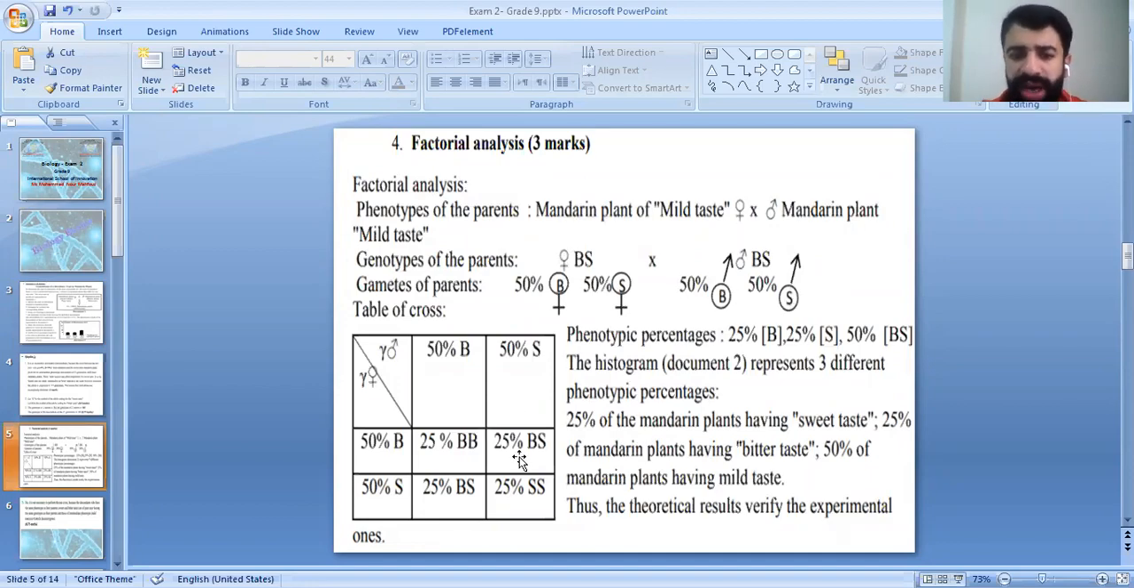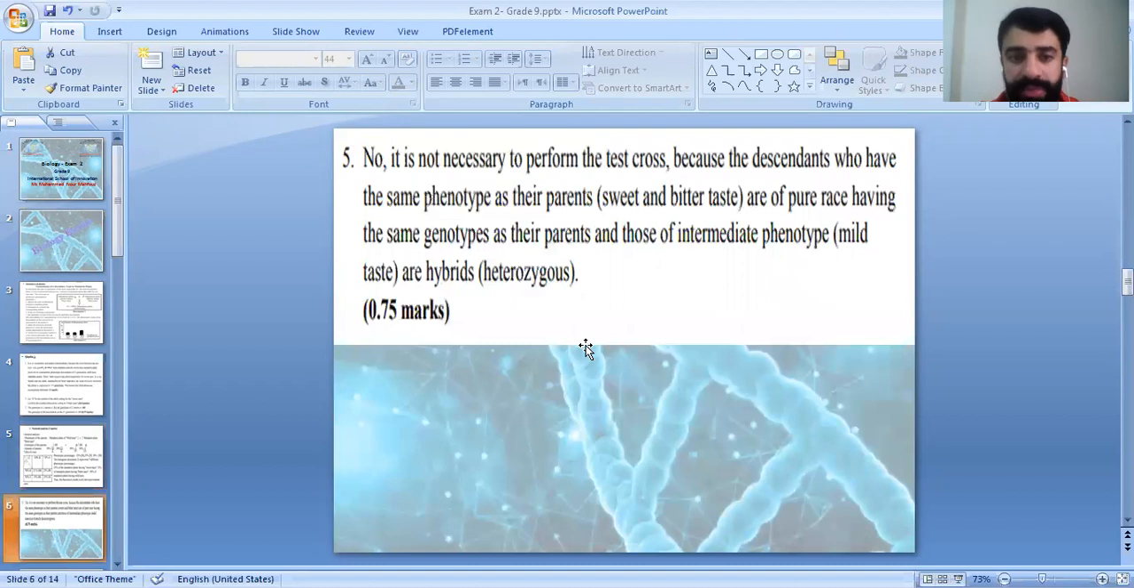In the table of cross, we have 25 BB, 25 BS, also 25 BS, and 25 SS. BB is bitter taste. SS is sweet taste. BS is the mild. 25 plus 25 is going to be 50%. So the results are verified. No, it's not necessary to perform the test cross.